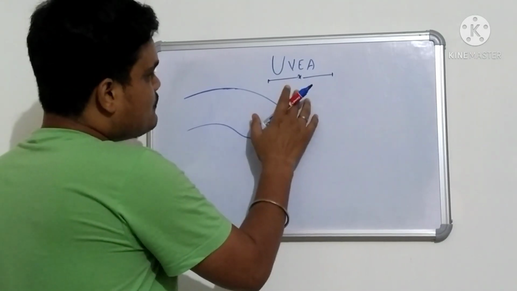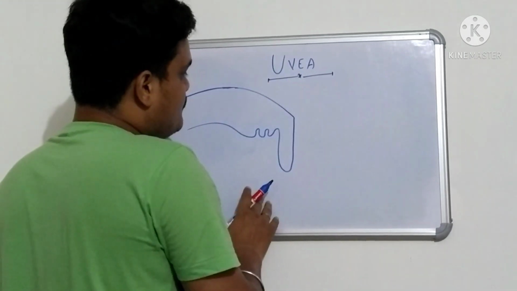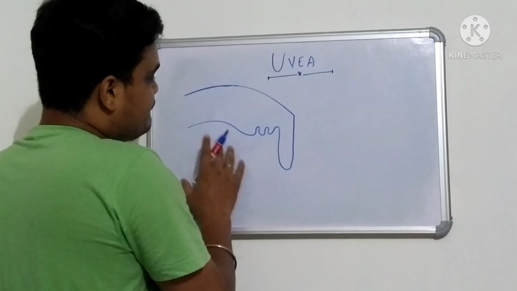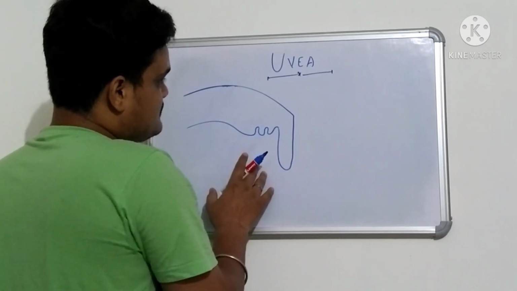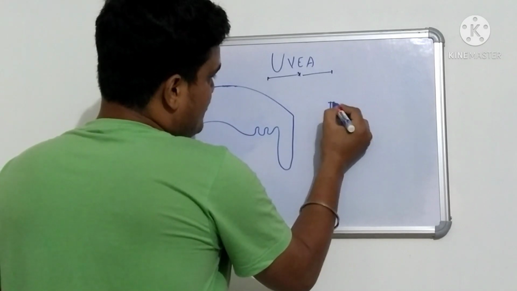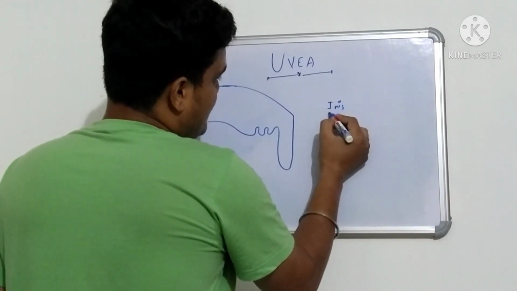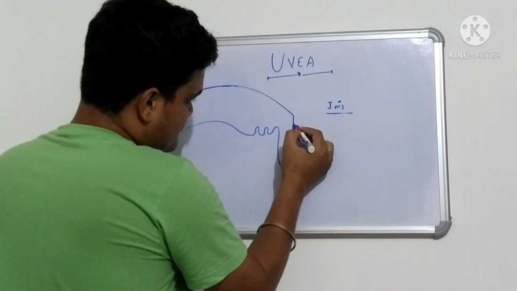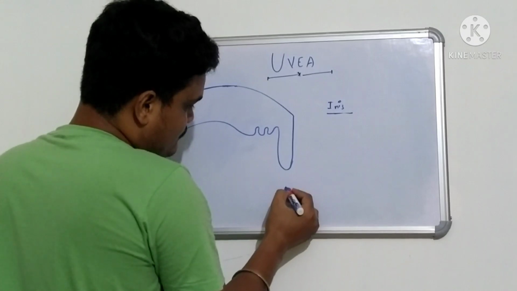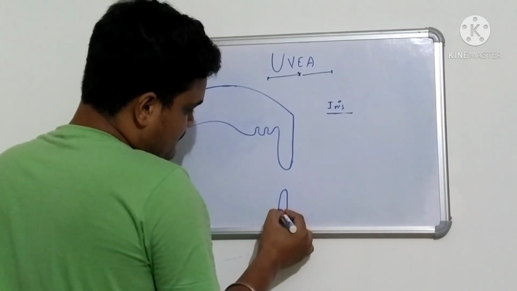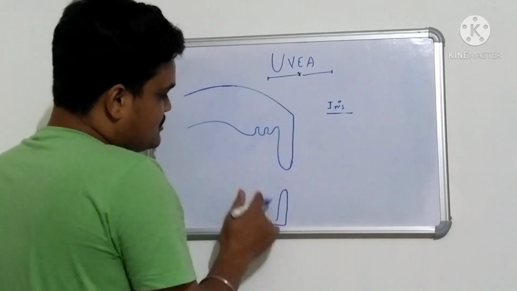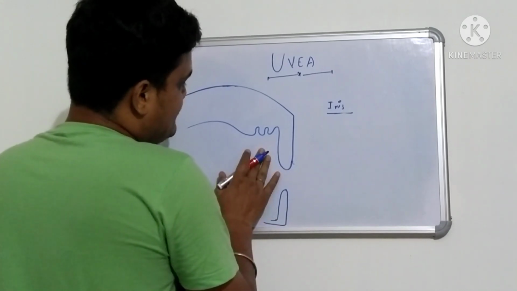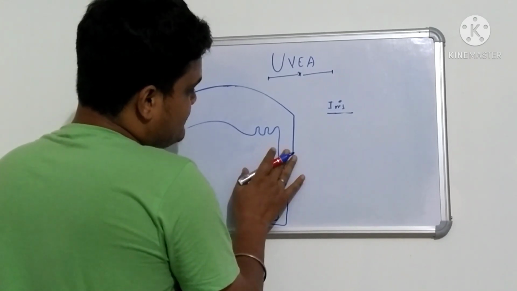The uvea is the vascular coat of the eyeball, where all the structures, including the iris, ciliary body and choroid, are filled with blood vessels. First of all we are going to talk about the iris. This part is called the iris, which acts like a diaphragm, and it is just a sectional view but it is all around 360 degrees. The iris consists of different layers.